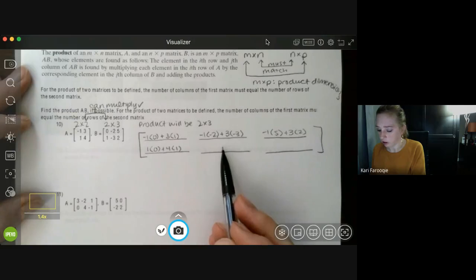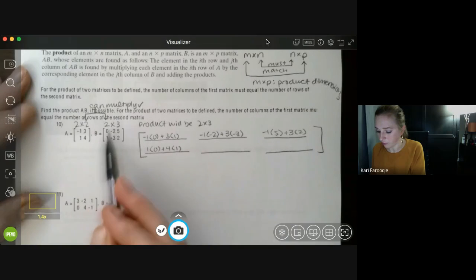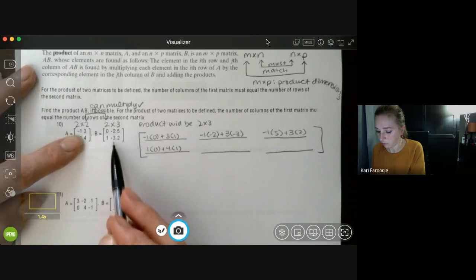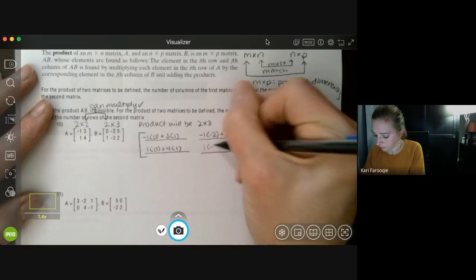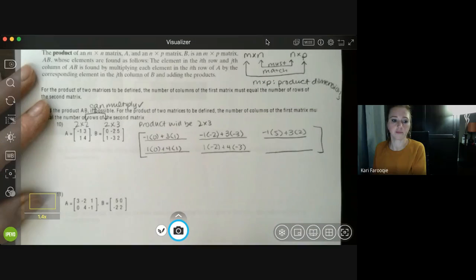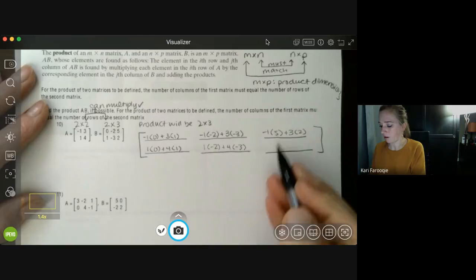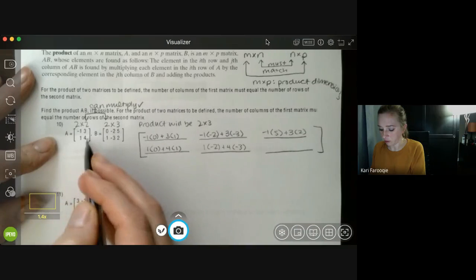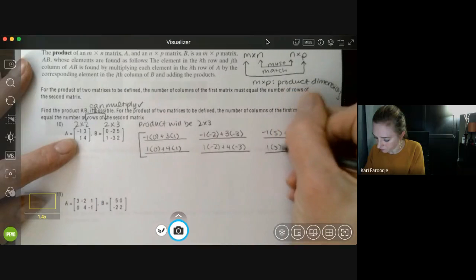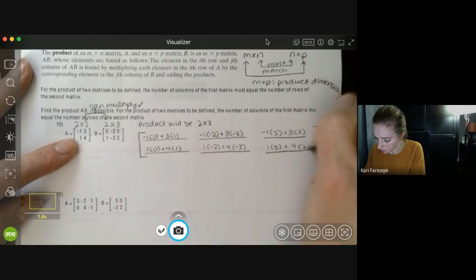Second row, second column. Second row, second column. 1 times -2 plus 4 times -3. And second row, third column uses the second row, third column. 1 times 5 plus 4 times 2.